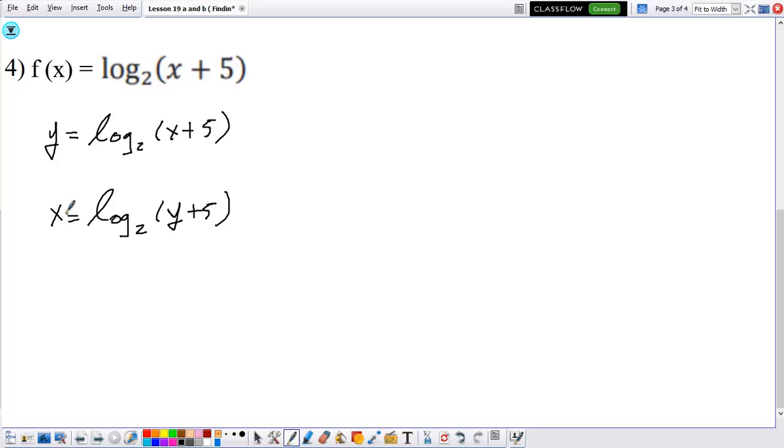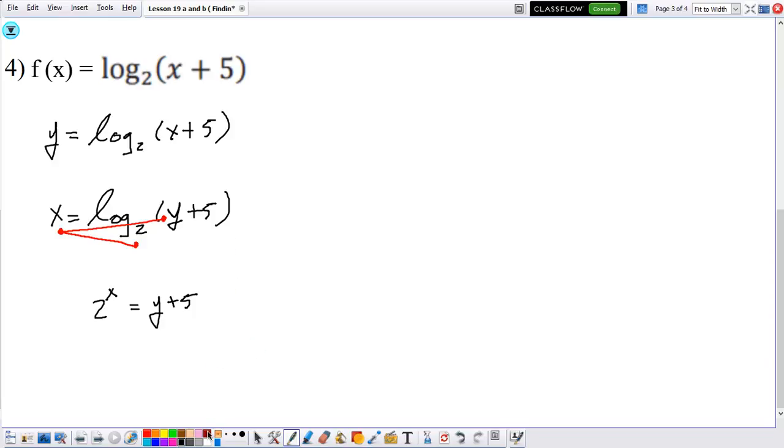Now we have to think, okay, how do we solve for y? If you have a y, or whatever variable you want to solve for, inside the log, we have to apply the definition of the log. The definition of the log says the base, which in this case is 2, is going to have an exponent, and the exponent is the other side of the equal sign, which in this case is x. So now we're going to have 2 raised to the x equals the expression that we have inside the log, which in this case is y + 5.